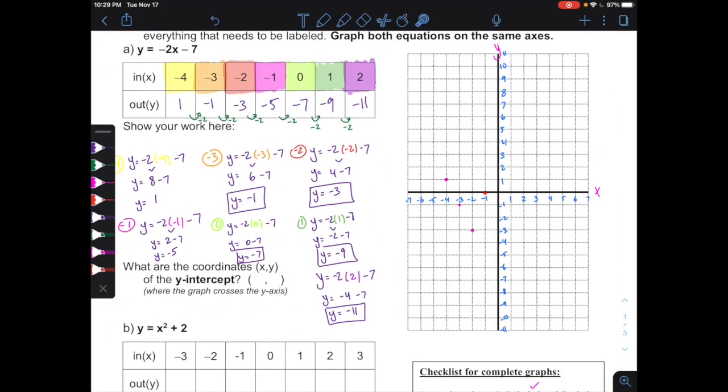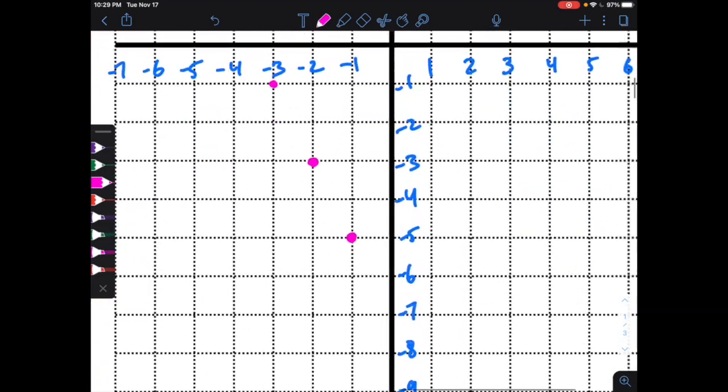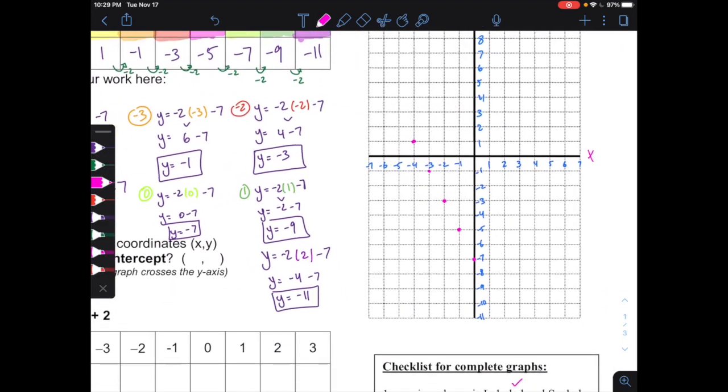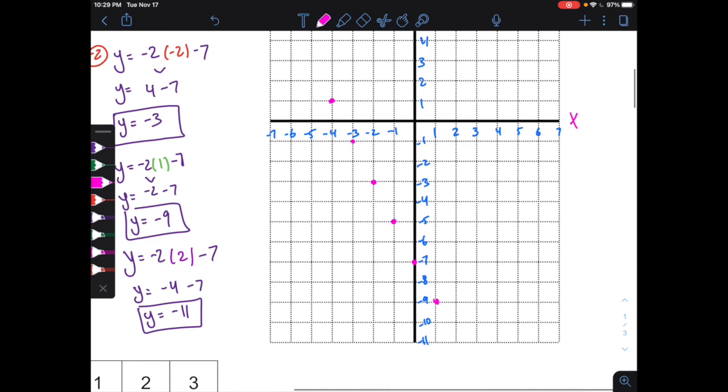-1, -5. So I'm going to plot my point right there. Next point is 0, -7; 1, -9; 2, -11. Okay, so I now have all my points for that line.